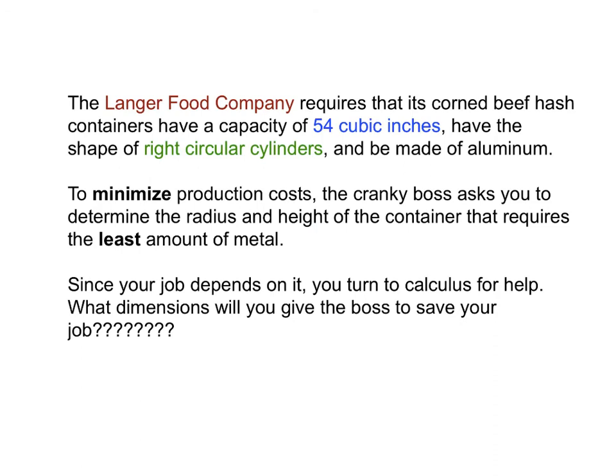The Langer Food Company requires that its corned beef hash containers have a capacity of 54 cubic inches, have the shape of right circular cylinders, and be made of aluminum. To minimize production costs, the cranky boss asks you to determine the radius and height of the container that requires the least amount of metal. Since your job depends on it, you turn to calculus for help. What dimensions will you give the boss to save your job?